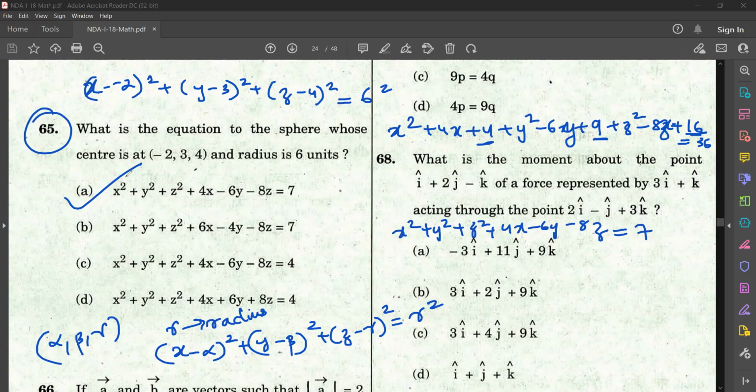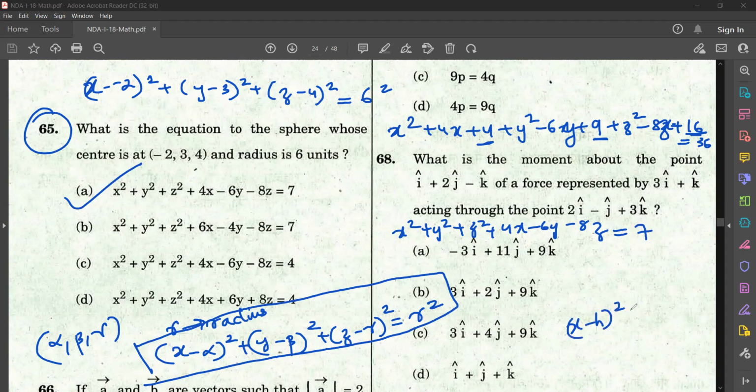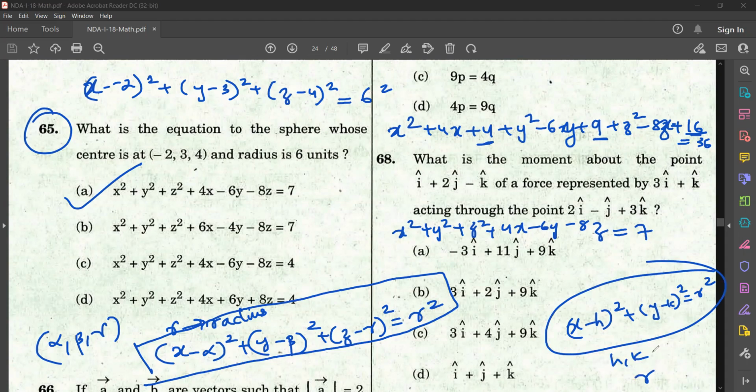Going to the next question. Before going, just learn this equation by heart. If center and radius are given, you can just do it like this, similar to two-dimensional geometry. In two-dimensional geometry, we have x minus h the whole square plus y minus k the whole square equal to r square, the equation of a circle where h comma k is the center and r is the radius. In the same manner, we are also coming. Okay, so I'm moving to the next question.